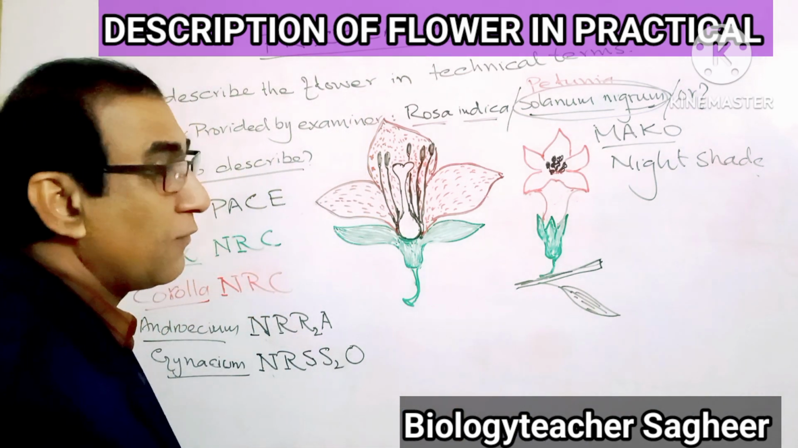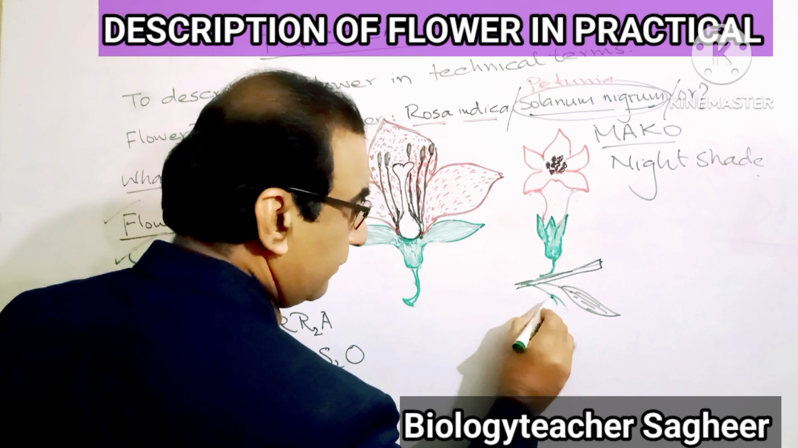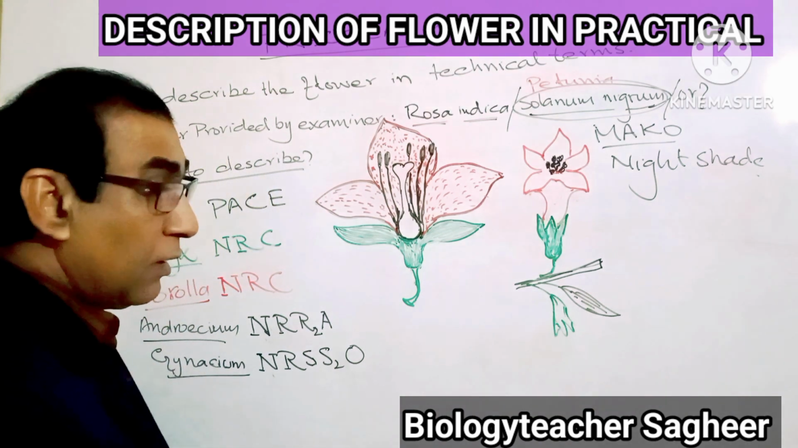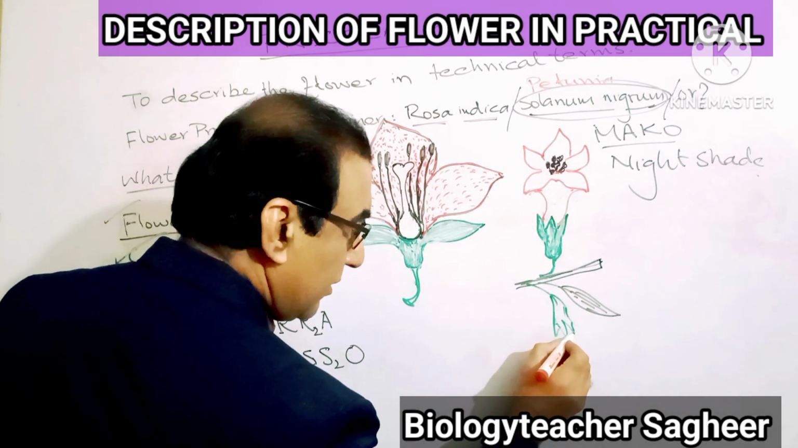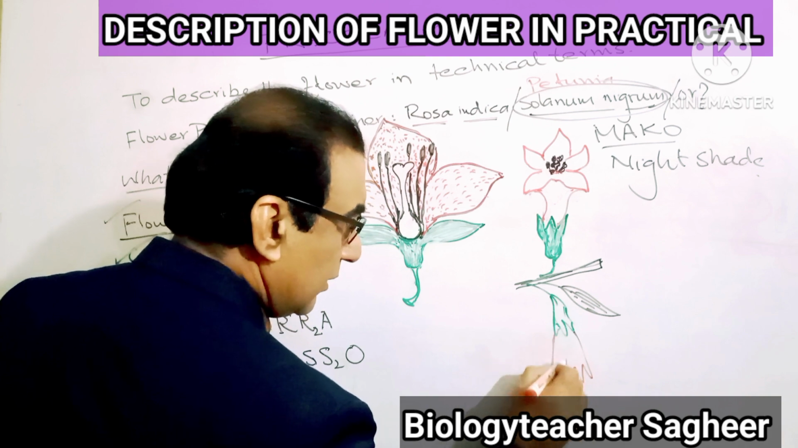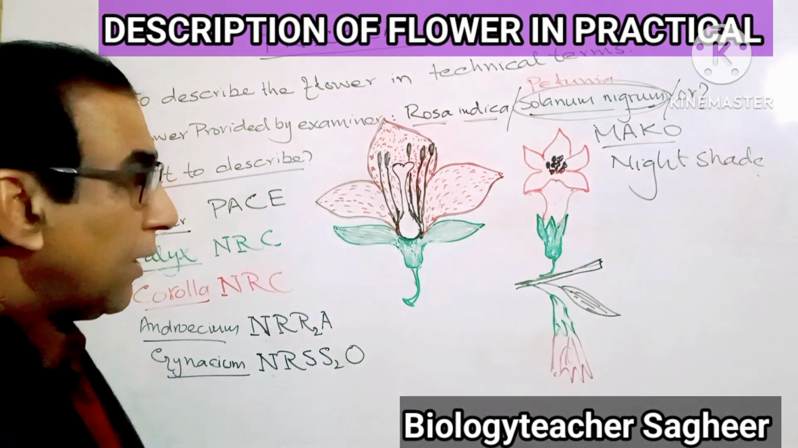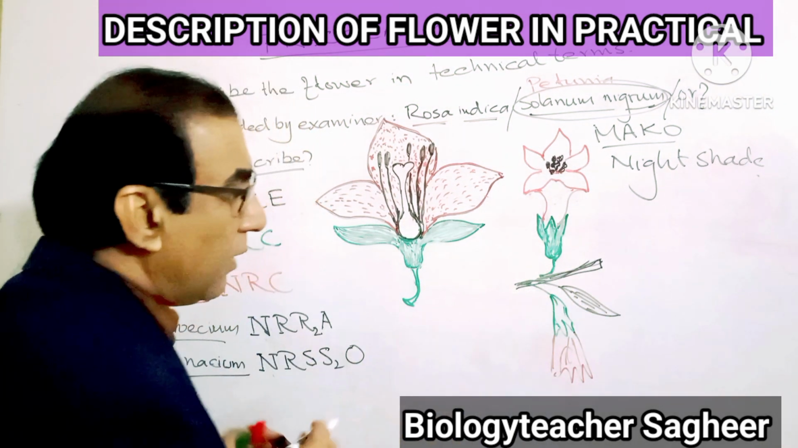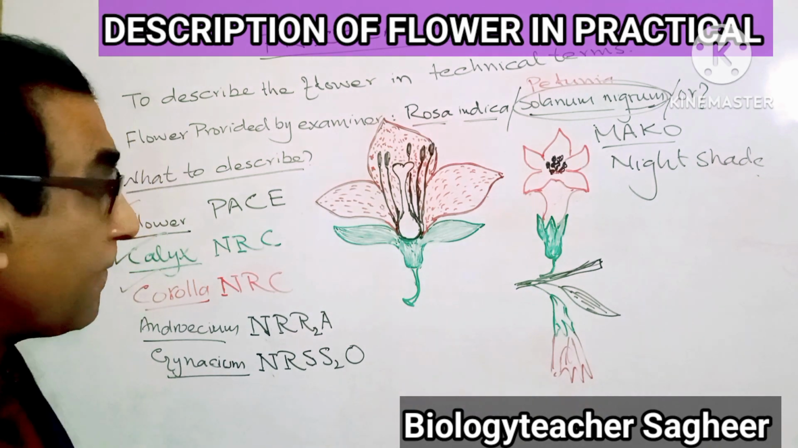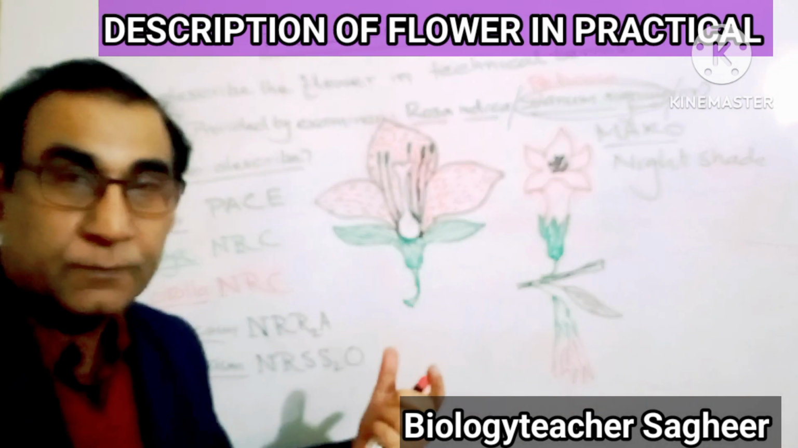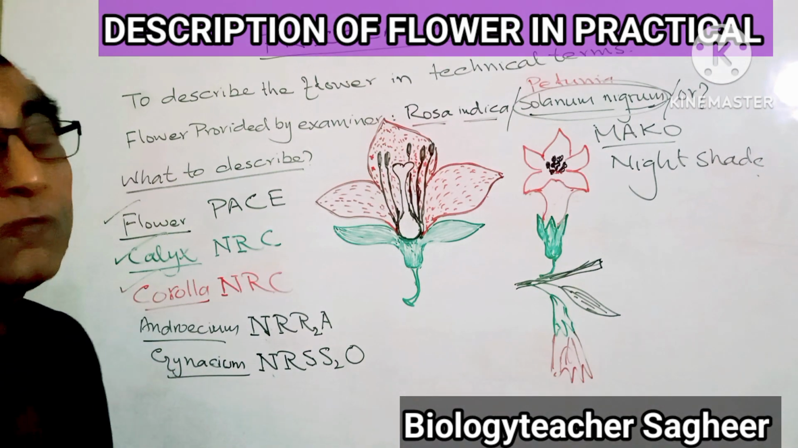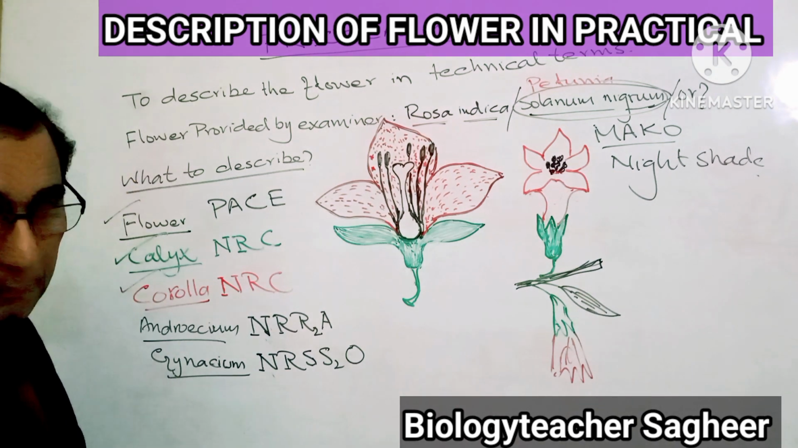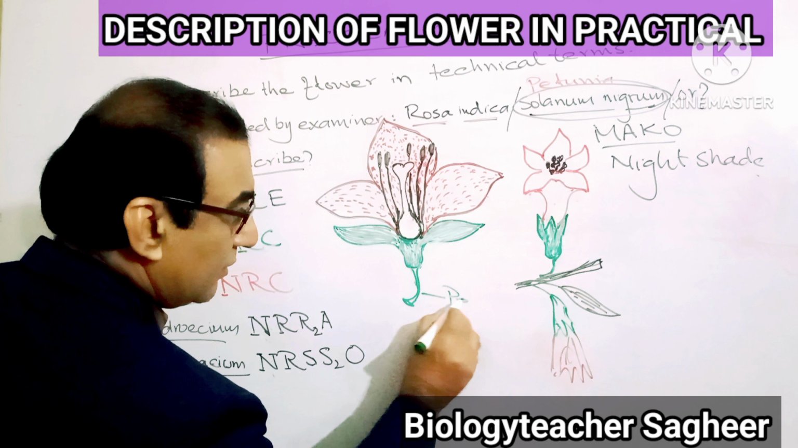Here could be another flower. Here could be another flower. This is the supposed flower, another flower, and this is known as the floral axis. Now you see how the flower is attached. The first thing which you have to describe about the flower is how it is attached. So it is attached through the pedicel.